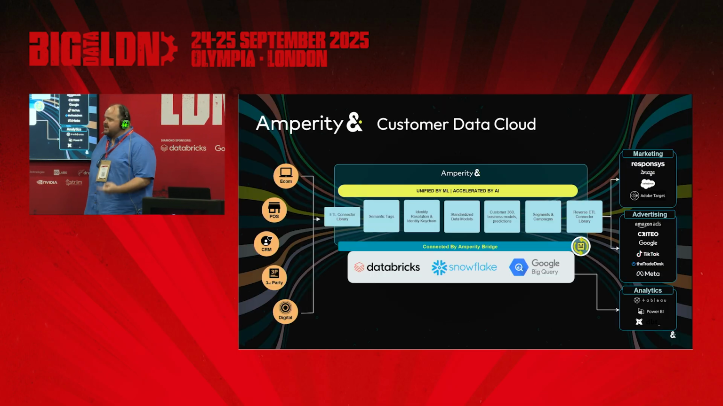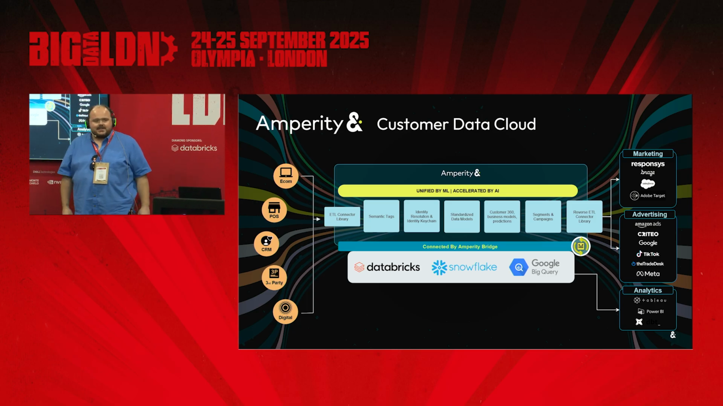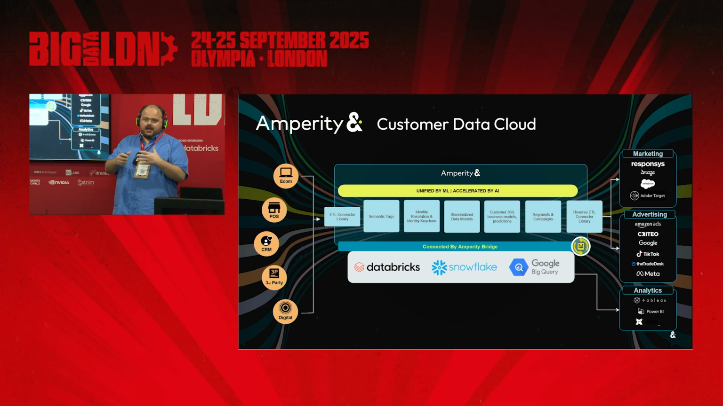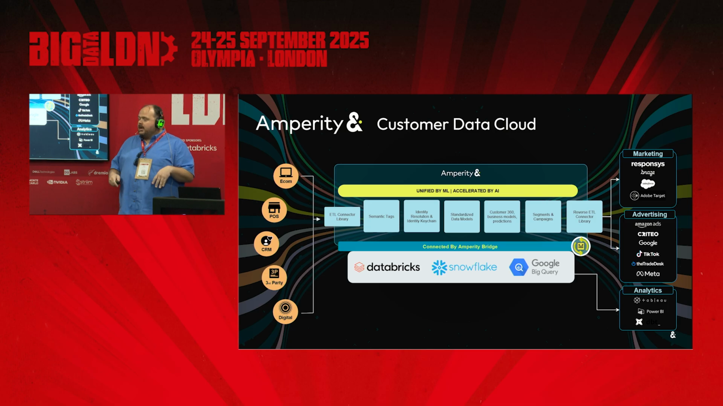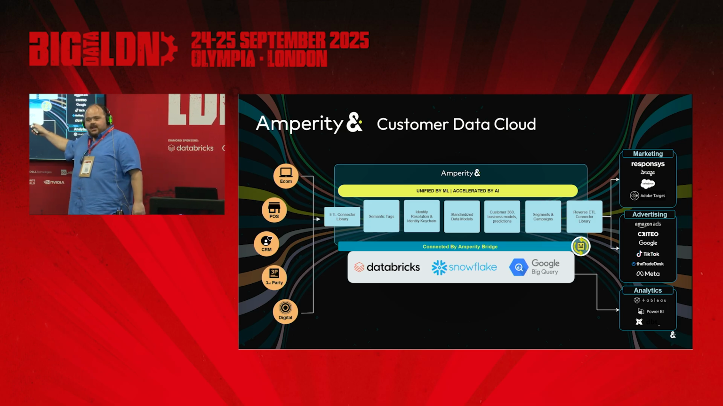Amperity, if you've never heard of us, we make a customer data cloud. Consider this my bias note for everything I'm about to say, but we make a platform that's designed to take raw data, turn it into unified data, and then give marketing automation tooling to an organization, sort of bridging that gap between data management and marketing. But the key element today is we're going to be talking about the Lakehouse architecture.